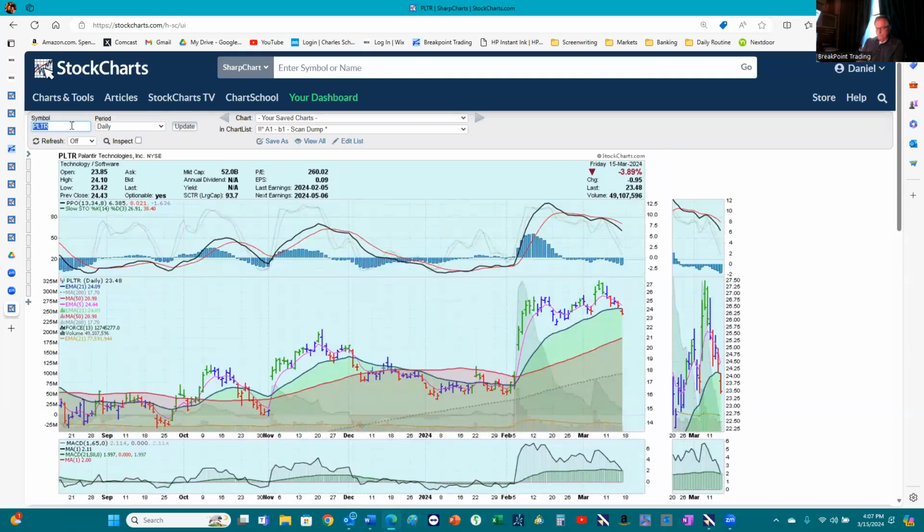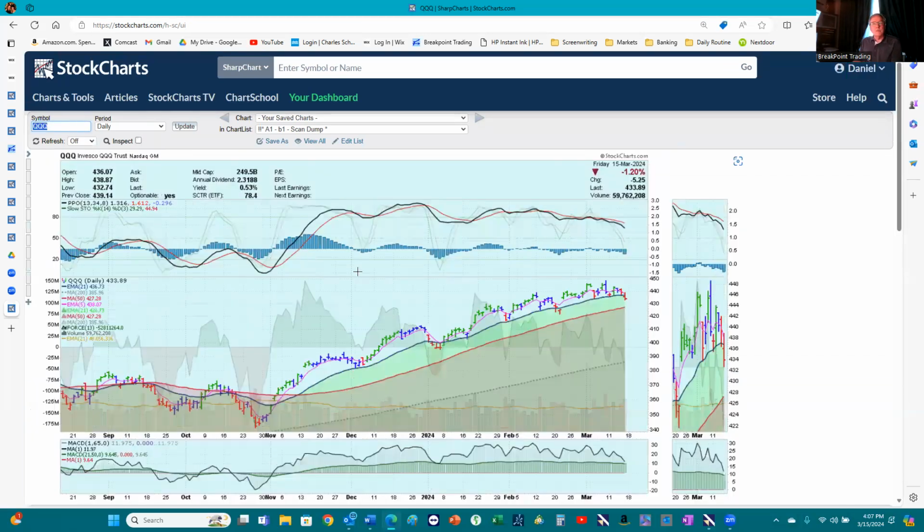If I want to look at, let's look at the Qs using the same one. You can see the Qs. This is what I was telling you. I can see these when I do my market bias update. I can see this is only a day or two away from the short-term signal triggering.